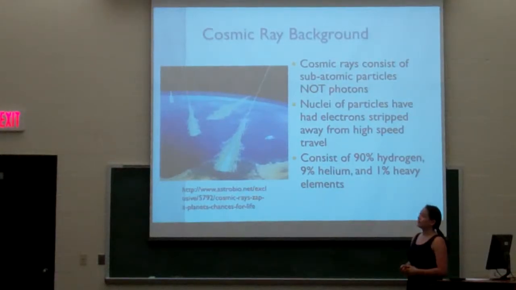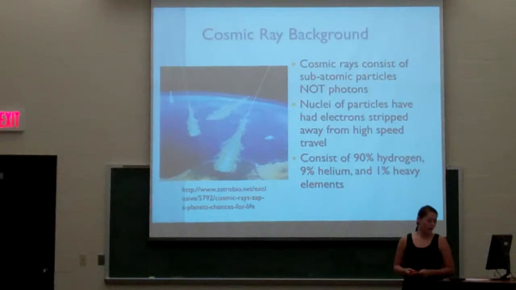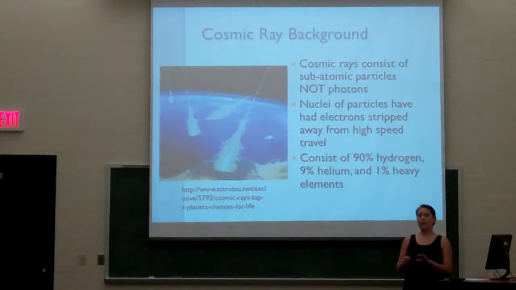So, cosmic rays consist of subatomic particles, not photons. That's why they re-clarified them from gamma rays into galactic cosmic rays, because they can't produce light like gamma rays can. They're called cosmic rays for the radiation that they produce. That's why they're called rays. When they're created, the nuclei have their electrons stripped by how fast they're powered, and they consist mostly of hydrogen, 90%, with 9% helium, and then 1% of every other element on the periodic table.